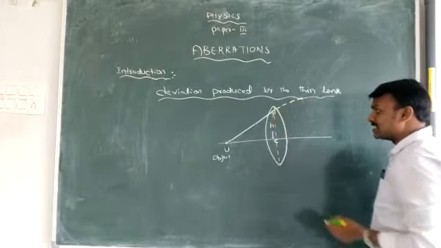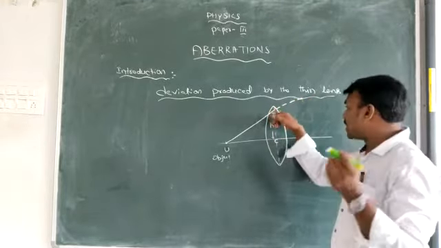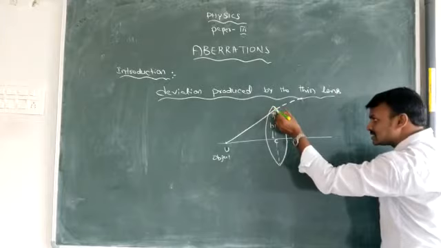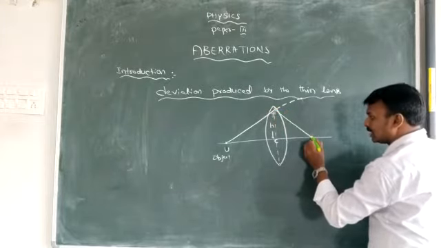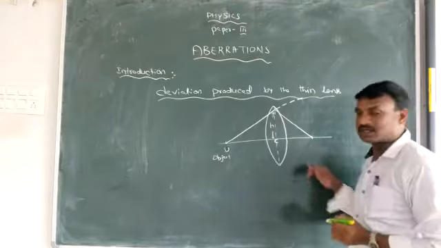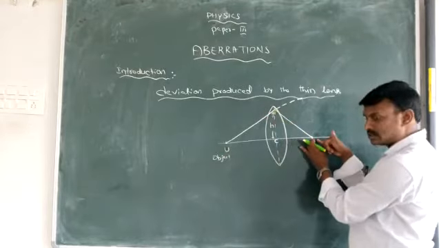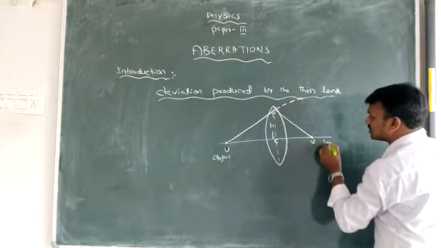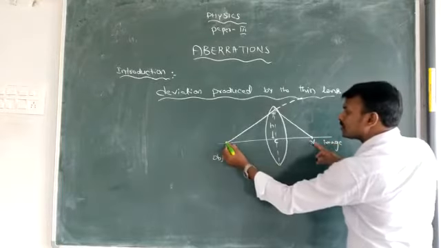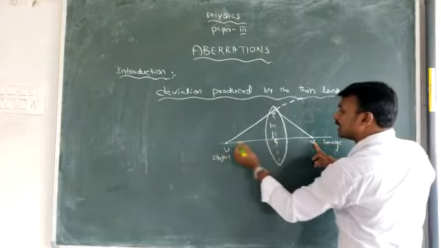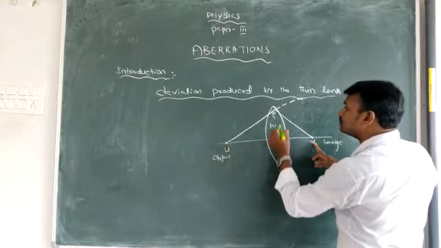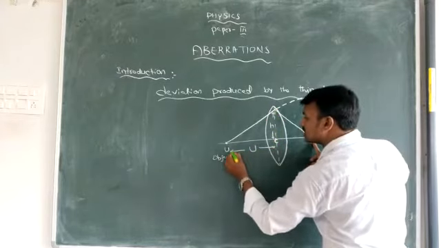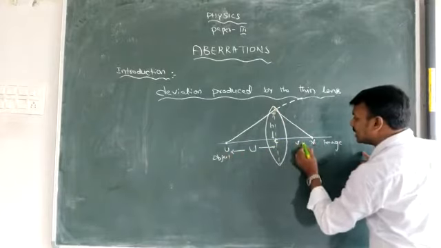After striking, the ray is refracted, and this is called the refracted path. The object is formed as an image. The distance from the midpoint of the object to the midpoint of the lens is called U. U means the object distance, and V is the image distance.